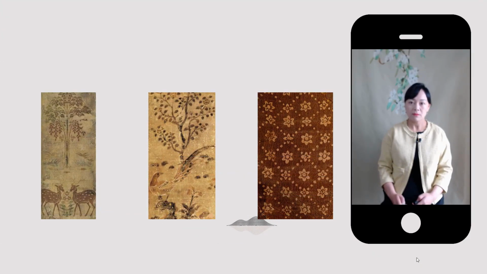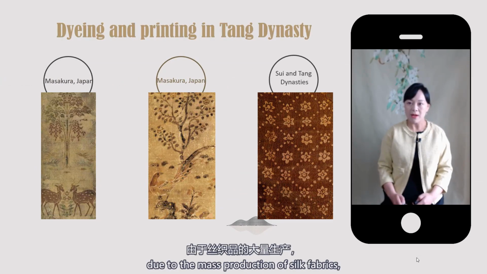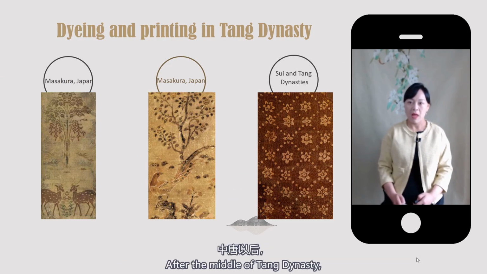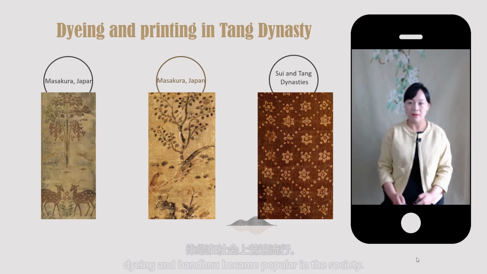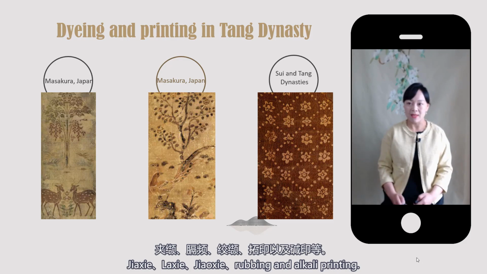In the Tang Dynasty, due to the mass production of silk fabrics, dyeing and printing also developed unprecedentedly. After the middle of the Tang Dynasty, dyeing and printing became popular in society. In the Tang Dynasty, the main printing and dyeing techniques for clothing include 夹缬, 蜡缬, 绞缬, rubbing, and acrylic printing.